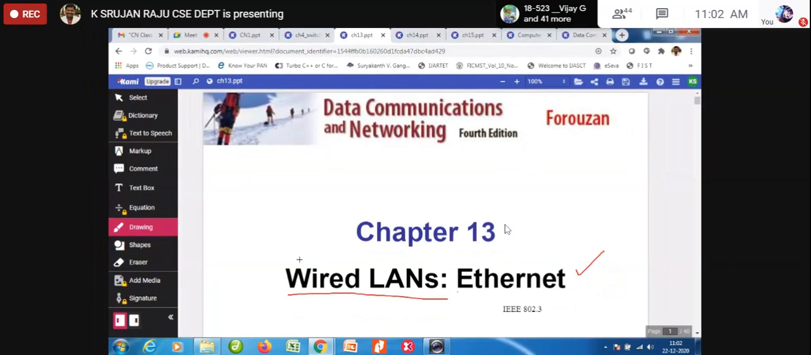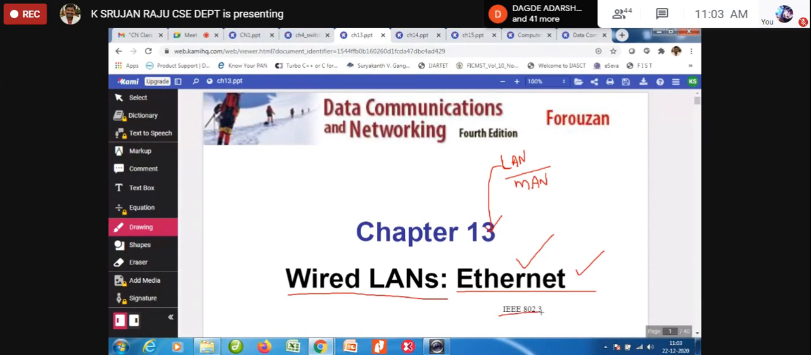Okay, we have taken this particular thing, Ethernet, when we are going to talk about a LAN or a MAN. We discussed that under the LAN or MAN, how it is going to be done. So now we have taken the LAN. Under the LAN, first we discussed Ethernet.